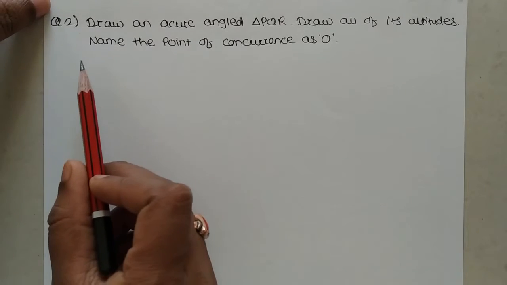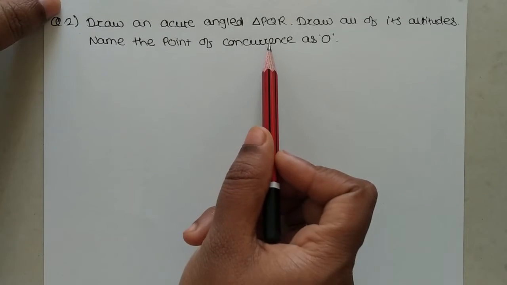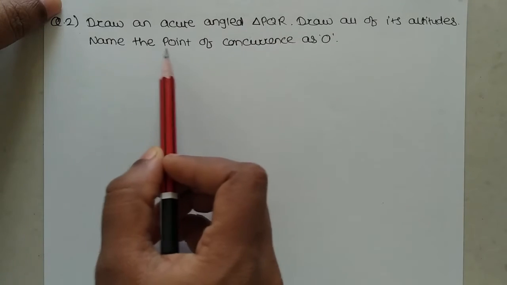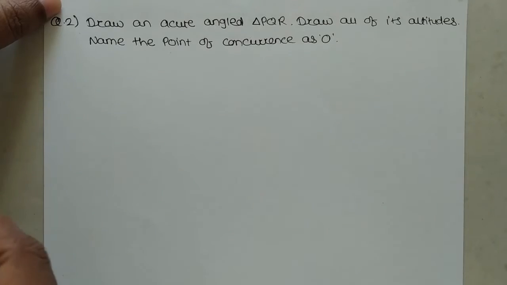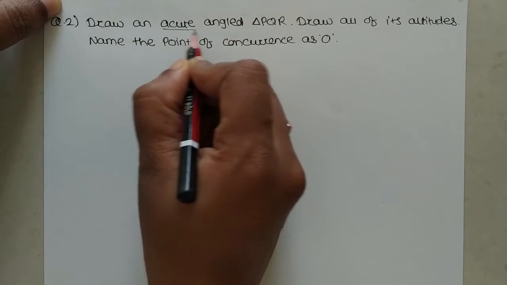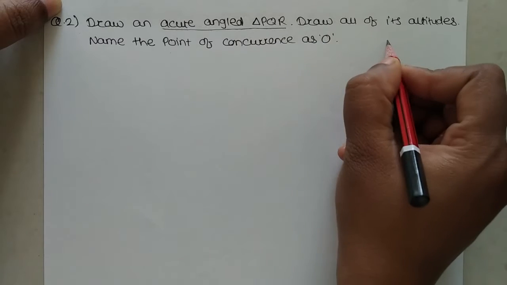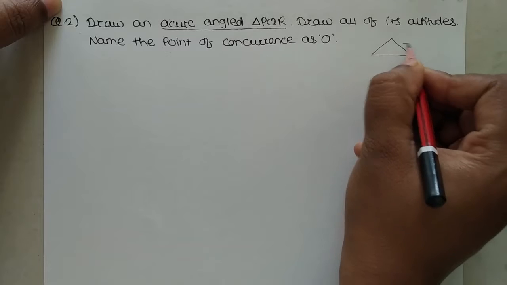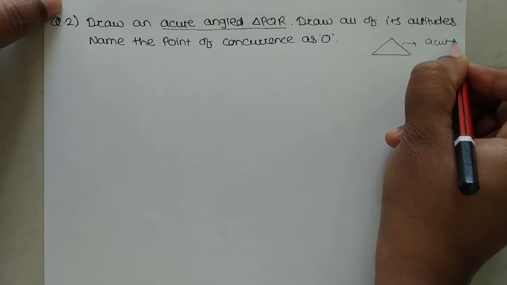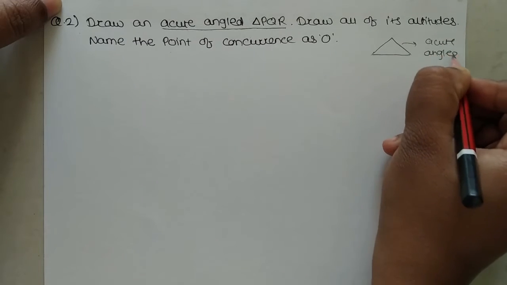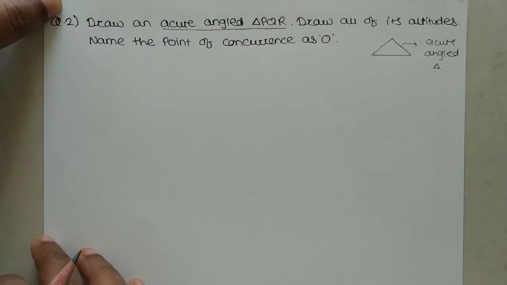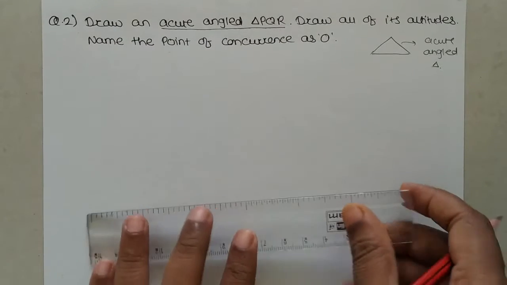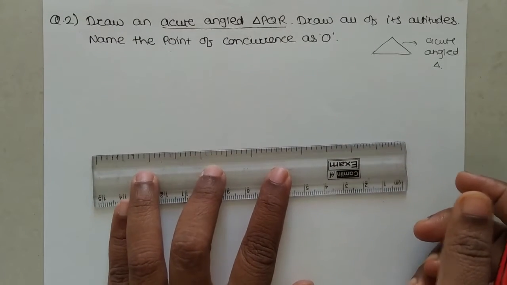Next question, the second one. Draw an acute angle triangle PQR. Draw all of its altitudes. Name the point of concurrence as O. So we have to draw here an acute angle triangle PQR. Acute angle triangle means what? Every angle is less than 90 degrees. This type of triangle is called an acute angle triangle. Clear? So first of all, using the scale, draw an acute angle triangle here.